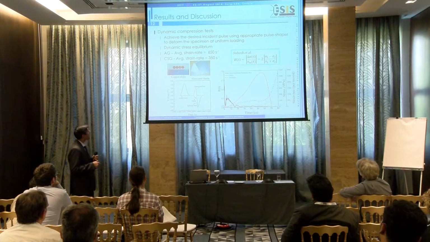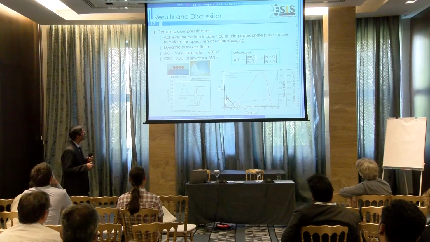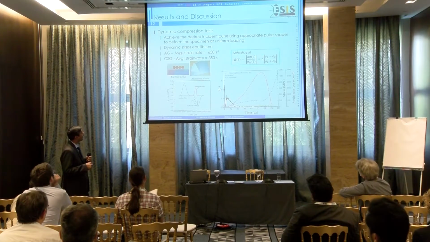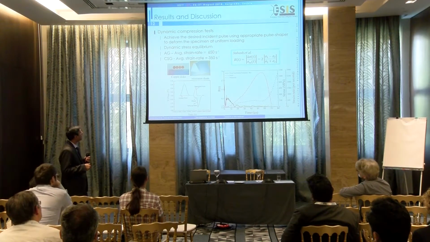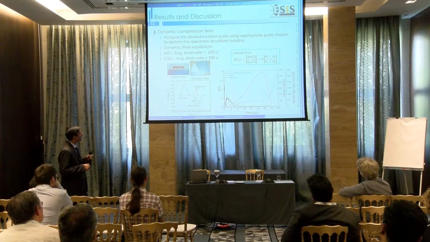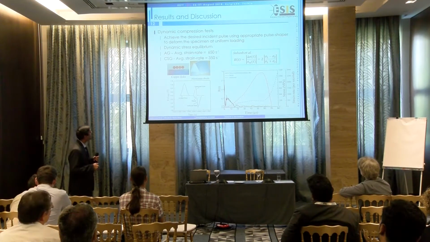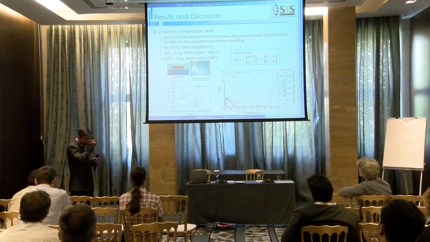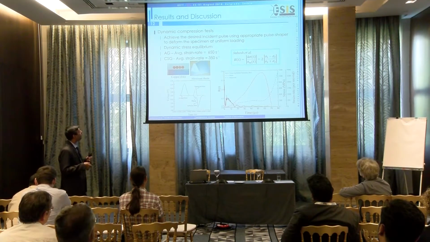There's a relation given by Subhash et al. This parameter should be less than or equal to 5% during the testing. So this is the plot for the stress, strain rate and time, and also the dynamic equilibrium parameter. This shows the validation of our process, so that we can reliably give the stress-strain curves for the glass materials.